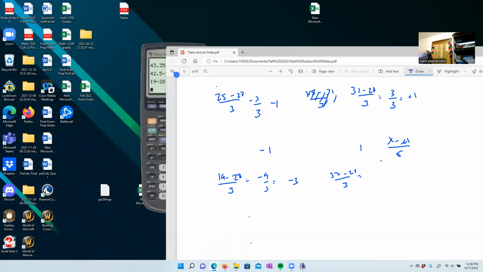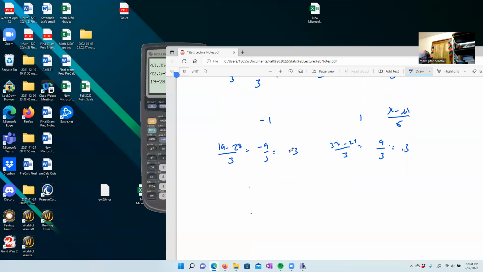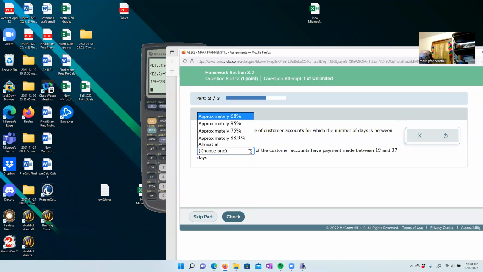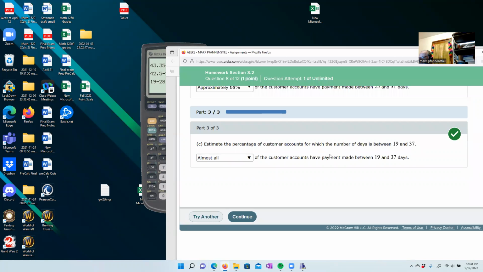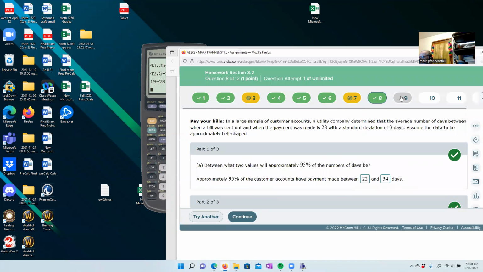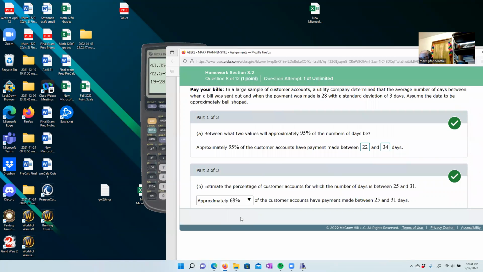So 37 minus 28, that should be 9. 9 divided by 3 is 3. So we have to memorize a little bit in this section. So we went -3 to +3. That was almost all, right? That was 99.7%. Let's see what options they give us here. So we'll go back to ALEKS and say, I want almost all. Okay, that's what they're wanting to say. Check that one. That looks pretty good. Then we can move on to the next one. So we'll just say continue.